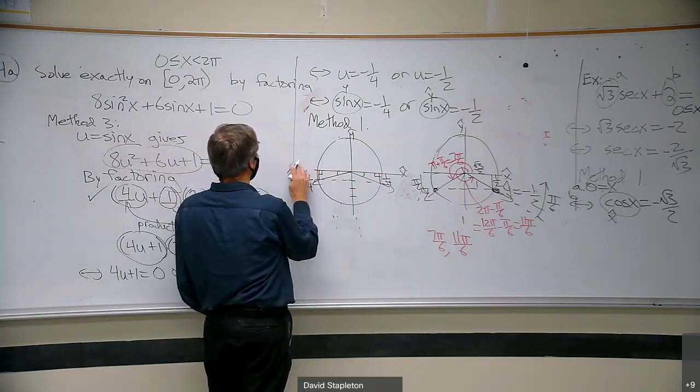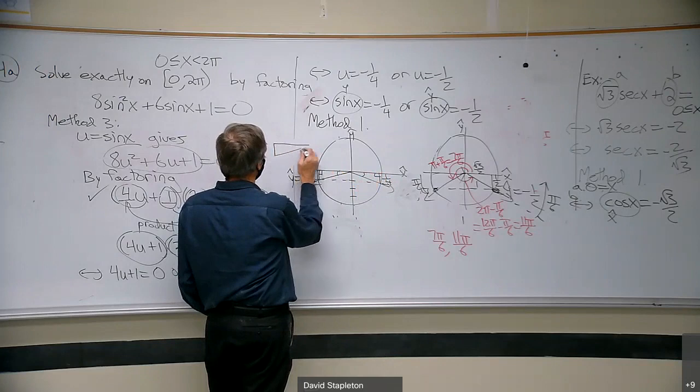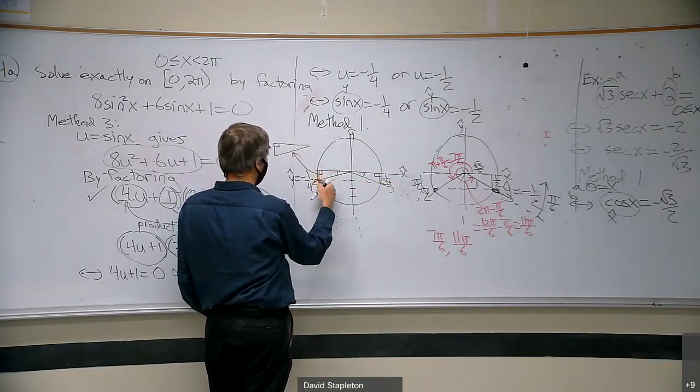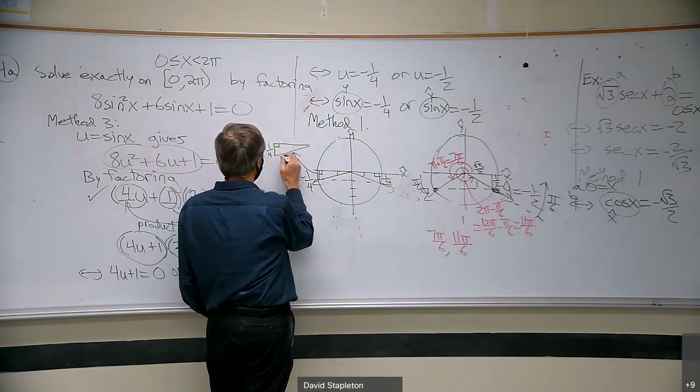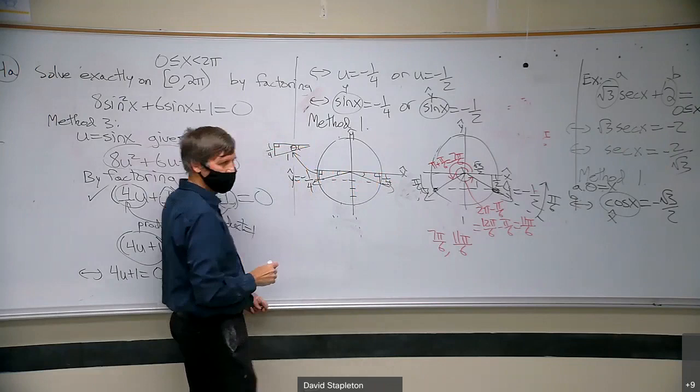So that's a right triangle. If I pull it out, pull this one out of here. It goes down 1/4 here. It's a unit circle, so it's 1 here. What is this angle theta that's in here?